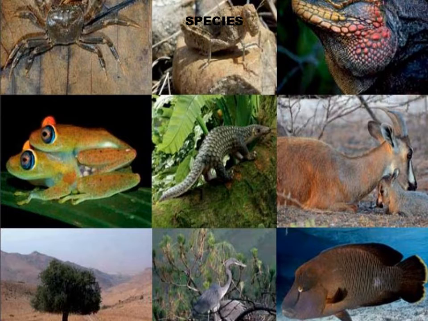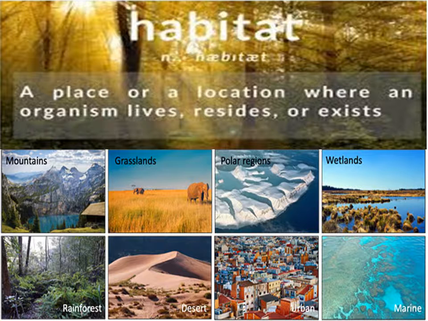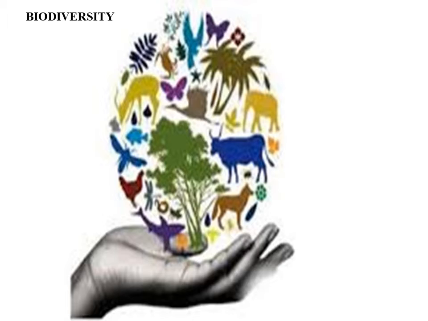All living things, large or small, are grouped into species. The area in which an animal, plant, or microorganism lives is called its habitat. A wide variety of plants and animals living in a particular habitat is known as biodiversity.